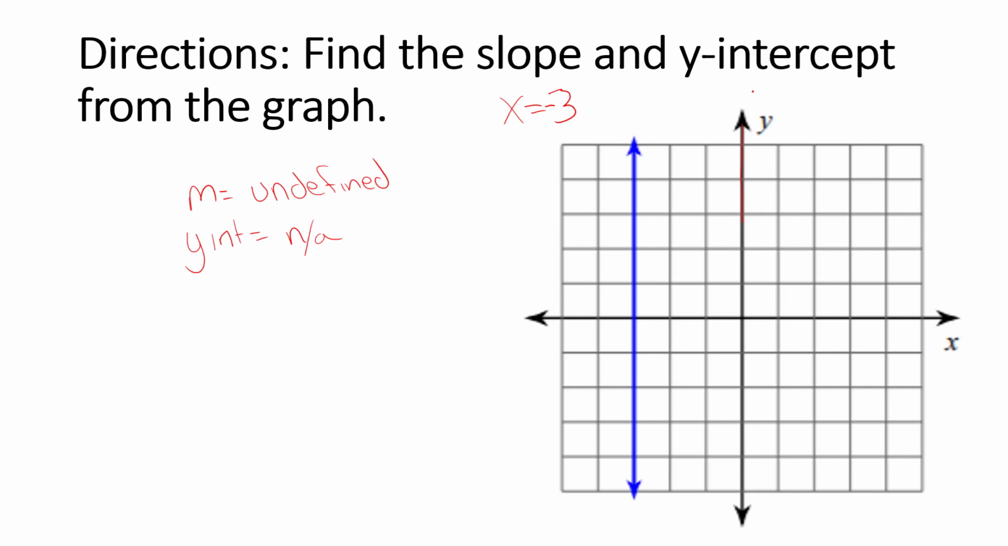Please do not say 0 for the y-intercept. 0 is not the same thing as none. 0 is a location on the graph. It's an incomplete location because you're only giving me either an x or a y, but it's still a location. Not applicable or none is a more accurate or a proper answer.